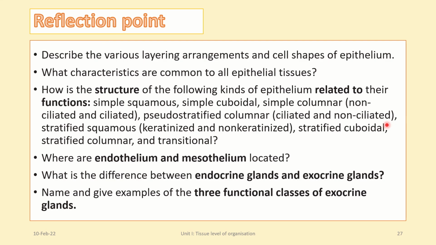Now, take a pause here and try to answer the following questions. Can you describe the various layering arrangements and the cell shapes of the epithelium? Can you characterize the common types? What are the commonalities between all the epithelial tissues? Then, how is the structure of each epithelial tissue related to its function? Further, where are the endothelium and the mesothelium located? What is the difference between endocrine and exocrine glands? And lastly, name and give examples of the three functional classes of exocrine glands.